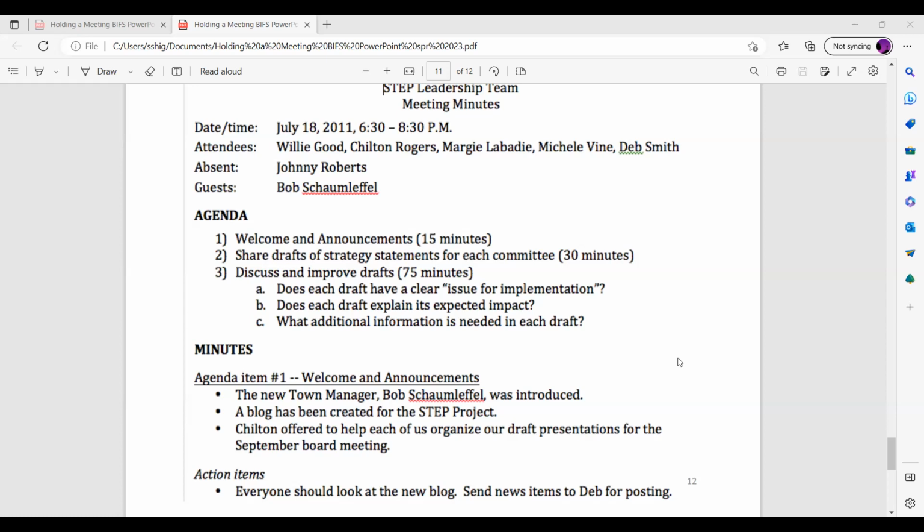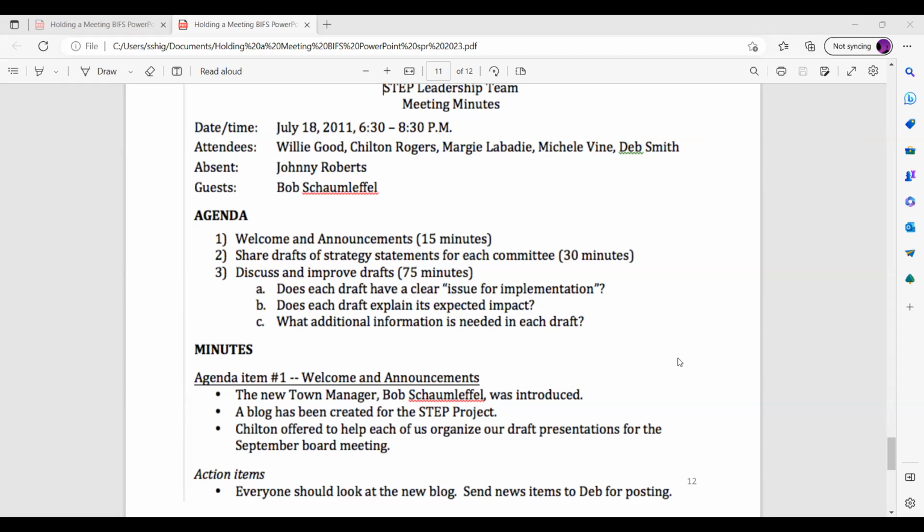So what does it include? If you look at this on screen, you'll see date and time, right? That's important. The names of the participants, and also regrets, people who didn't come. In this case, it says Johnny Roberts, opposite. Acceptance, or you may have corrections or amendments to previous meeting minutes, right?